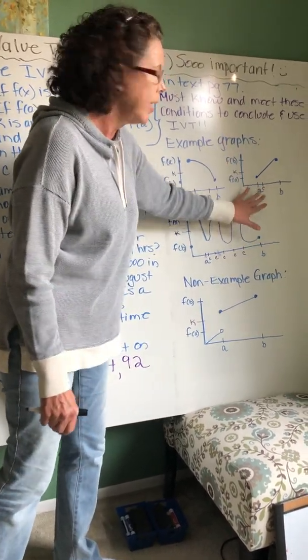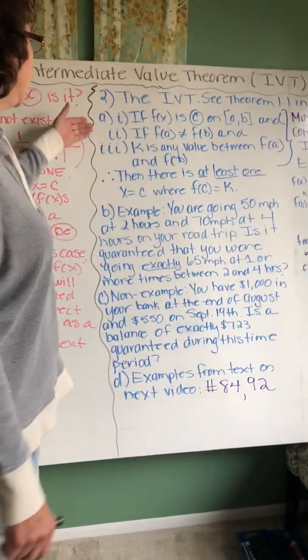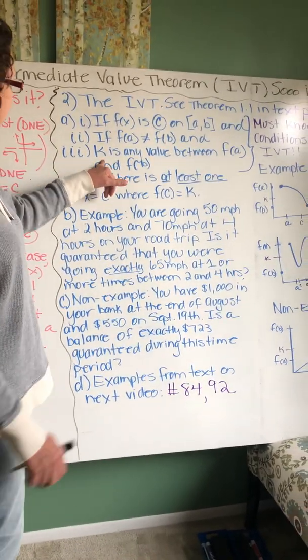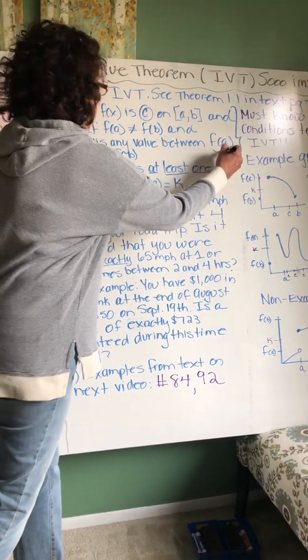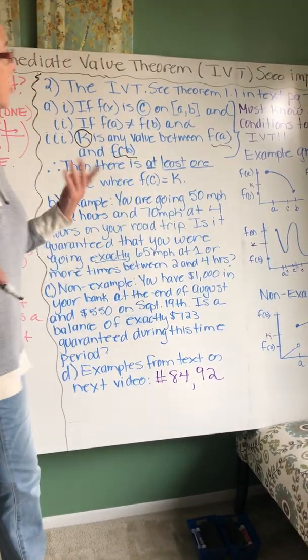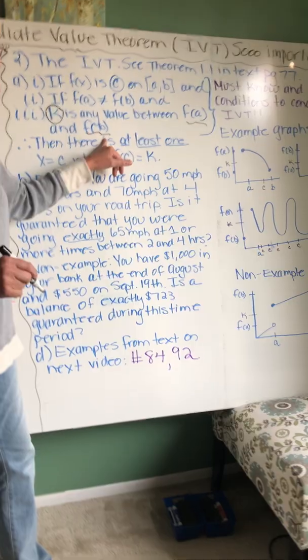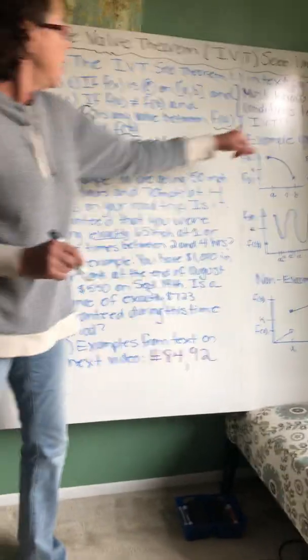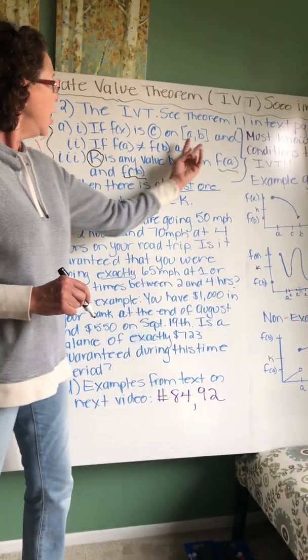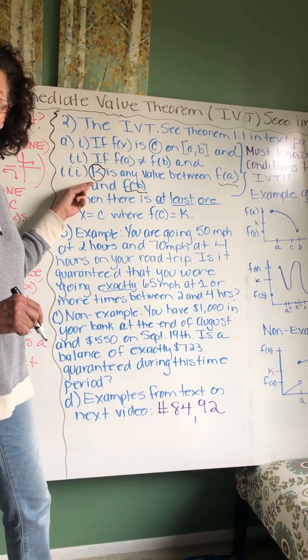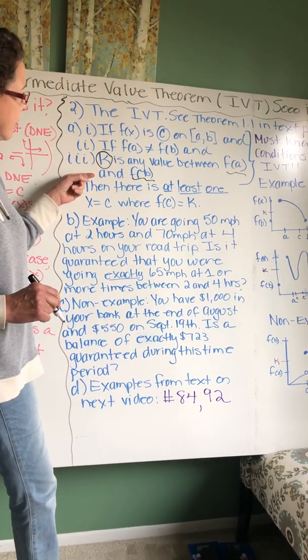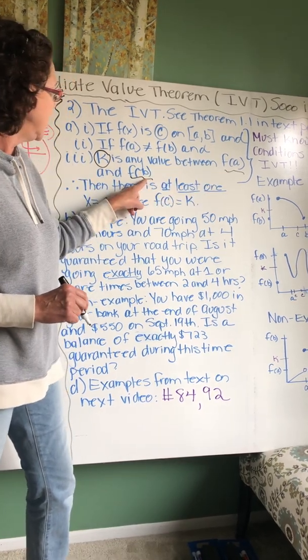Notice that these three graphs meet the conditions we have read. And k is any value between f of a and f of b. Notice f of a and f of b are y values. A and b are x values. So the k is a y value. So k is any value between f of a and f of b.